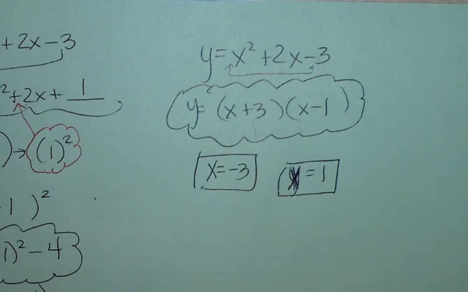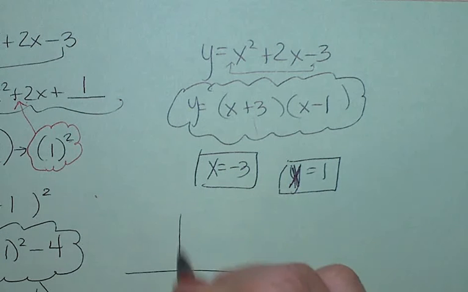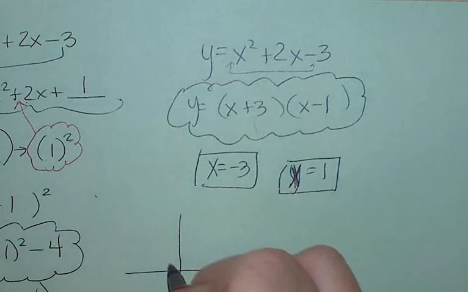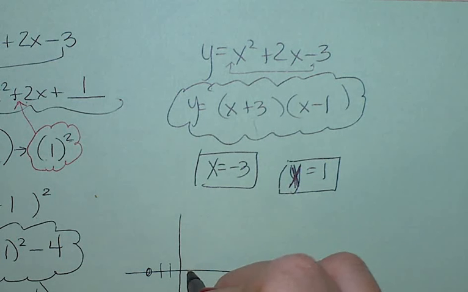So let's just do a very rough graph of this so we have an idea of what this looks like. We have an x-intercept at -3, an x-intercept at +1. We have a y-intercept of -3 and a vertex of -1, -4.